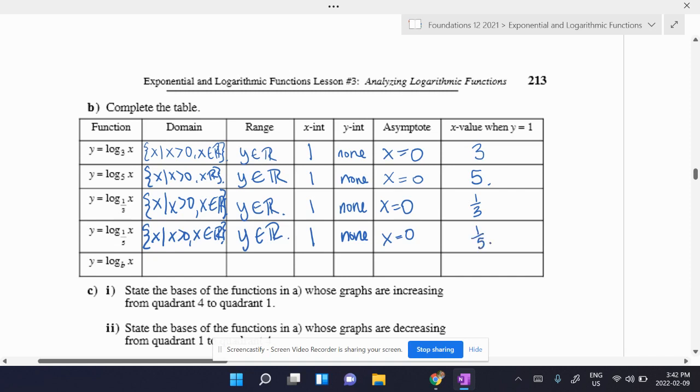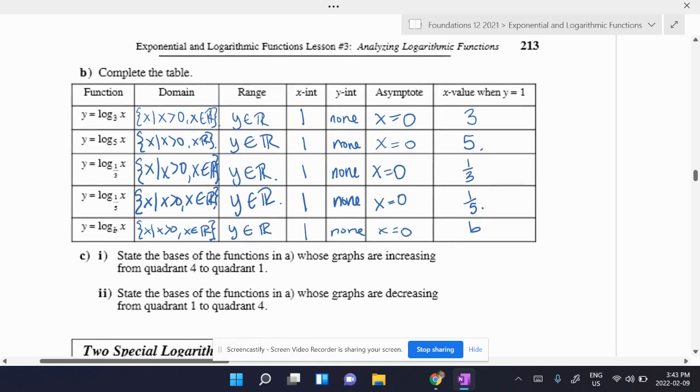So let's call this what it is. X such that x is greater than 0. Y is all real numbers. X-intercept is 1. No y-intercept. Asymptote x equals 0. And b is what x is when y is equal to 1. Okay?